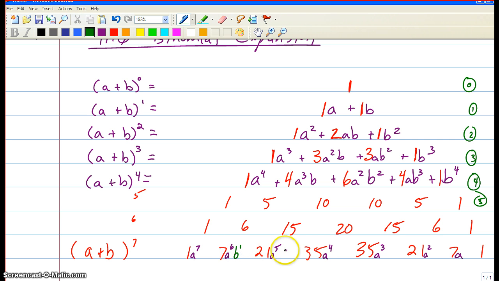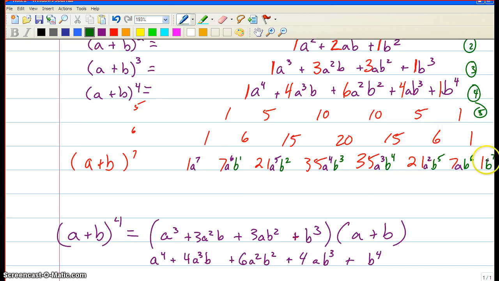B to the 1st, B to the 2nd, and we're going up now. B to the 3rd, B to the 4th, B to the 5th, B to the 6th, and squeeze that in, B to the 7th. Okay? And all these numbers are positive.